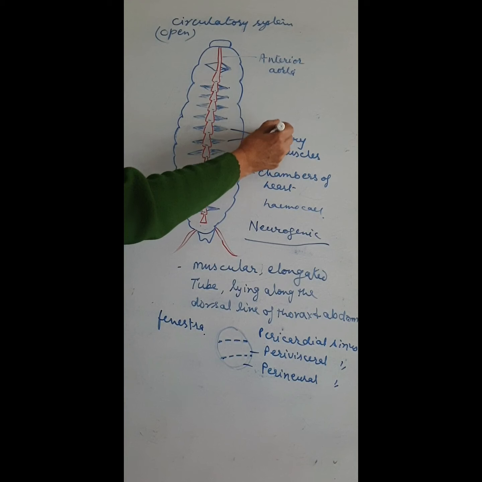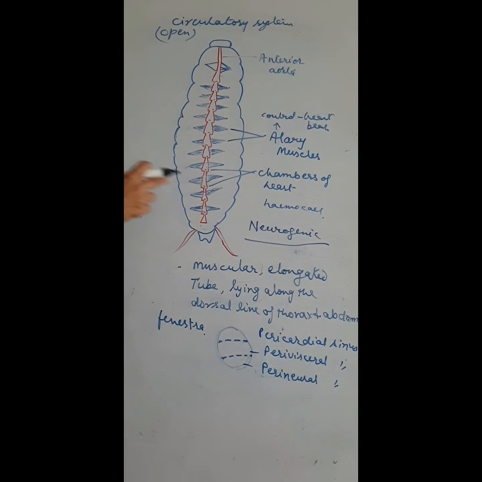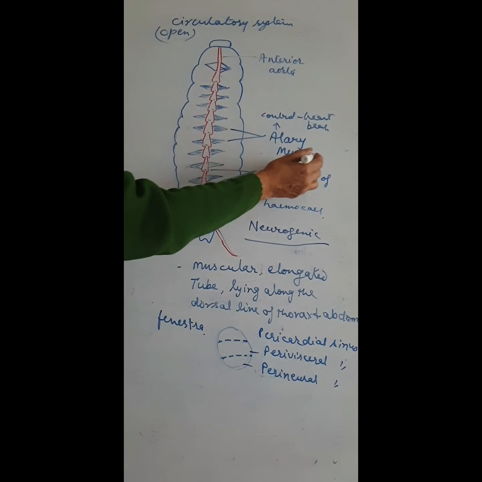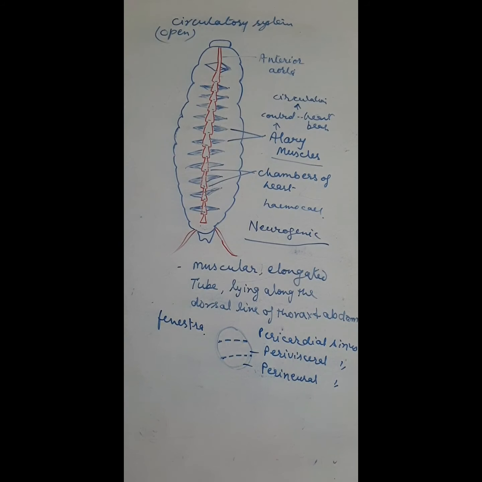The alary muscles control the heartbeat. The heart is myogenic in the vertebrates. The fluid is hemolymph. The respiratory pigment hemoglobin is absent. So blood circulation is maintained by the heartbeat, or we can say the circulation of blood is maintained by alary muscles.